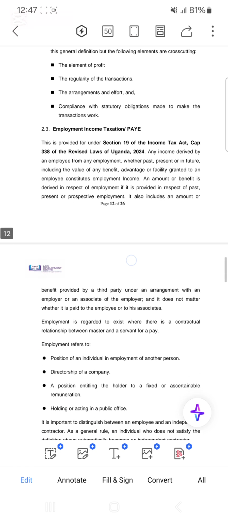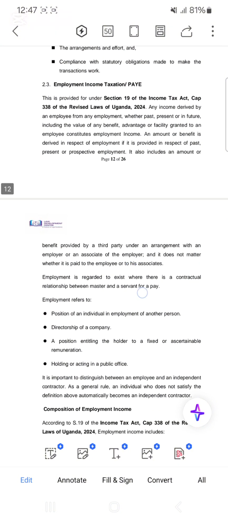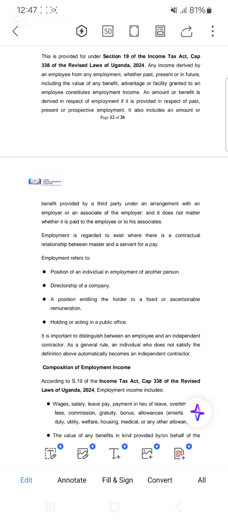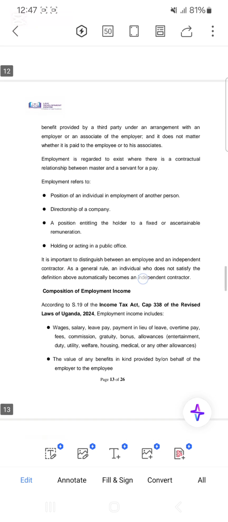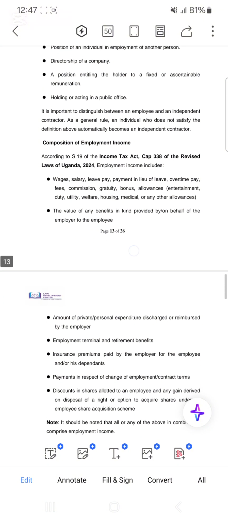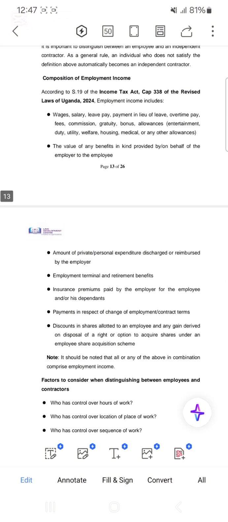There must be an element of profit, regularity of the transaction, and the arrangement and effort. Employment income under Section 19 of the Income Tax Act. Any income derived by an employee from any employment, whether past, present, or in future, including the value of any benefit and advantage. So basically, employment income is the one you pay on your job. Employment refers to position of an individual in employment, directorship of a company, position, holding, or acting in public service.